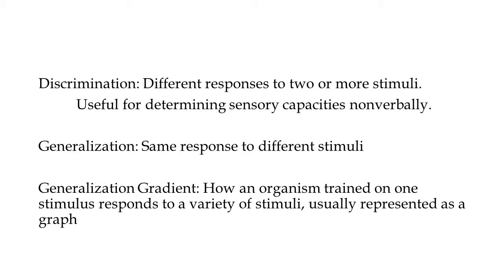And when we study this, typically what we do is we train the animal or individual to respond to a specific stimulus, and then we test how they respond when we give them a variety of stimuli. Now, the resulting data that we get, usually in graph form, is something we call a generalization gradient. In other words, generalization, a gradient, just tells you how the behavior changes across stimuli.